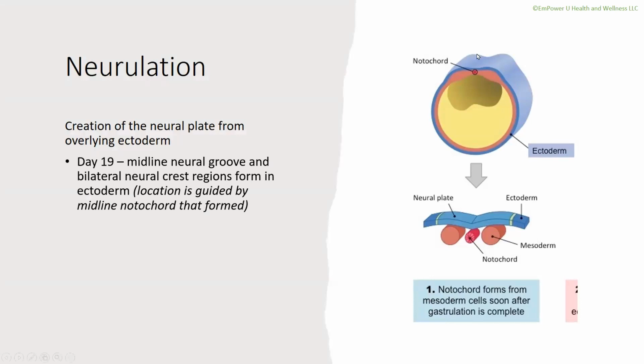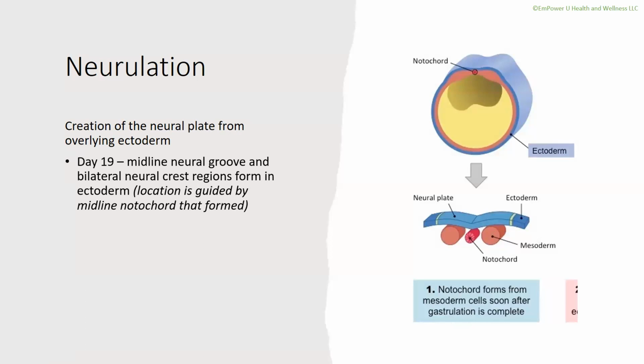Day 19, when the notochord formed from mesoderm, it's just the guidepost. The midline neural groove and bilateral neural crest regions will form in the ectoderm based off of wherever the notochord is. So if the notochord's in the wrong place, then we're going to have a neural plate develop in the wrong place. That could affect symmetry of the body because we are having this identically right down the middle of our developing embryo. And so that's part of why if we saw a symmetrical issue, it may not be compatible with life if it happened too early on.